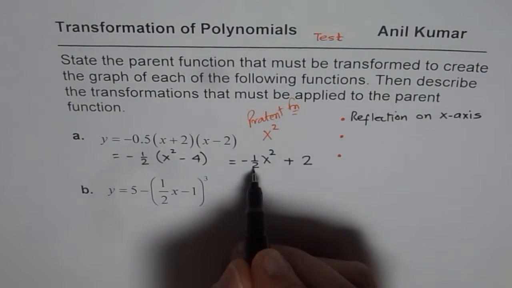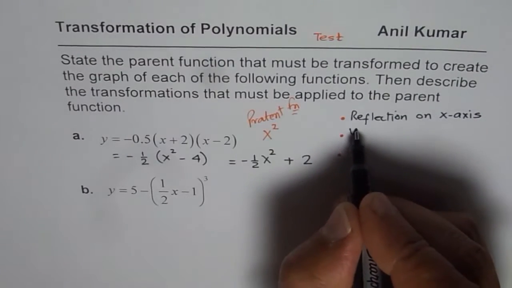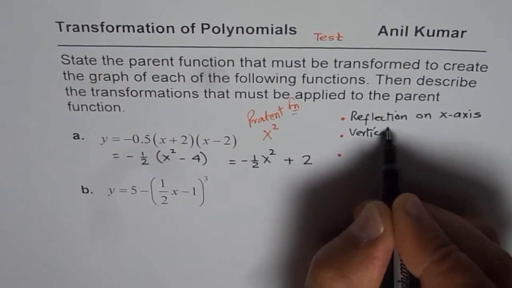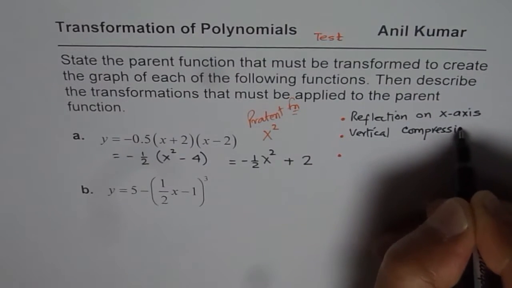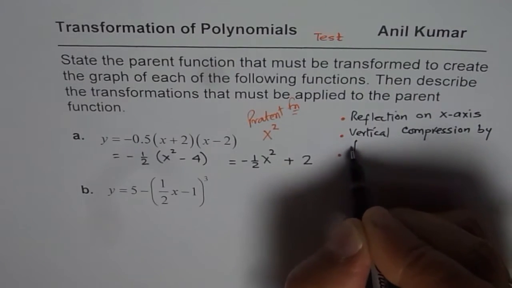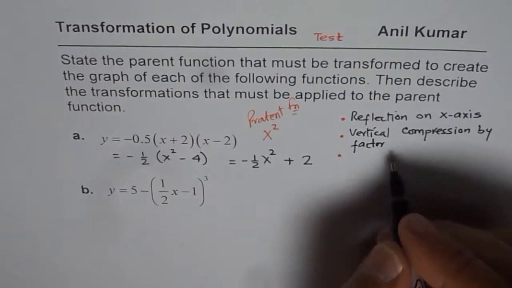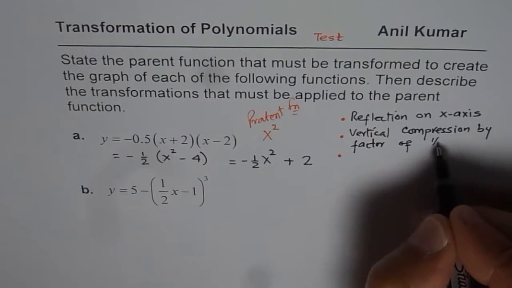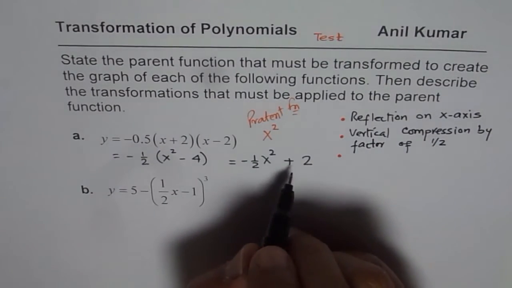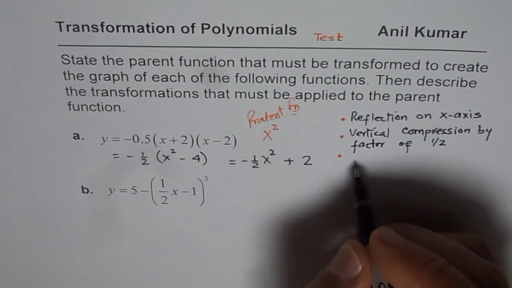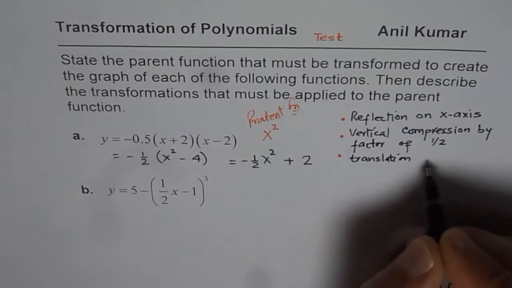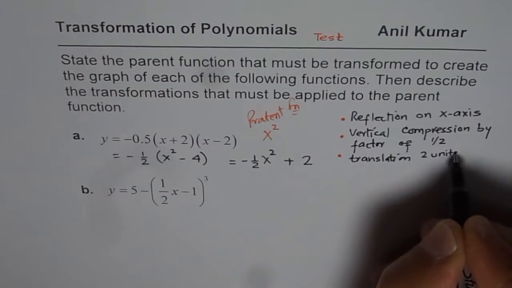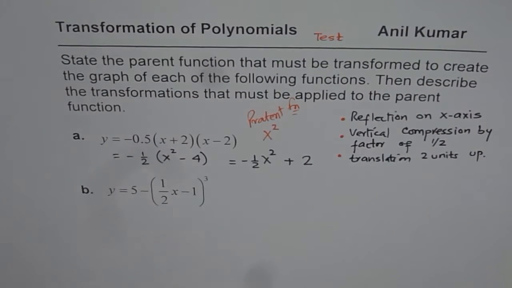Then we have vertical compression by a factor of half. It's important to write factor, since it gets multiplied by a factor of half. And third is vertical translation, 2 units up. So it translates 2 units up. So these are the transformations for the first function.